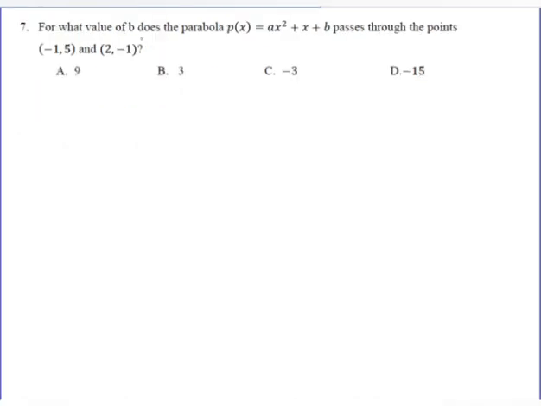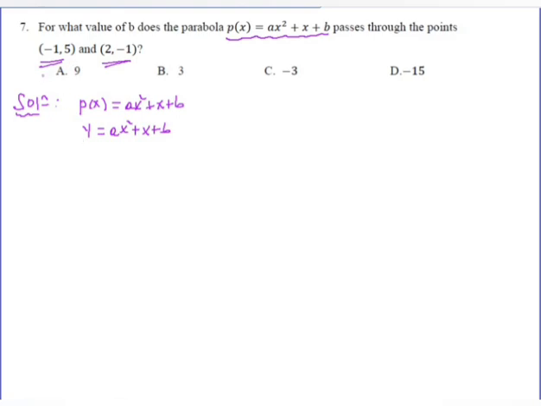For what value of b does the parabola p of x equals ax squared plus x plus b pass through these 2 points? Okay, so here we are asking for the value of b for which the parabola passes through the given 2 points. So the function is p of x. Our parabola is p of x equals ax squared plus x plus b. P means the value of the function, y equals ax squared plus x plus b.